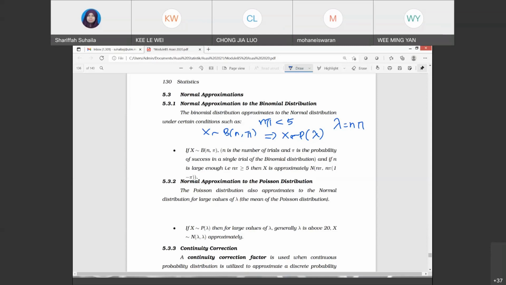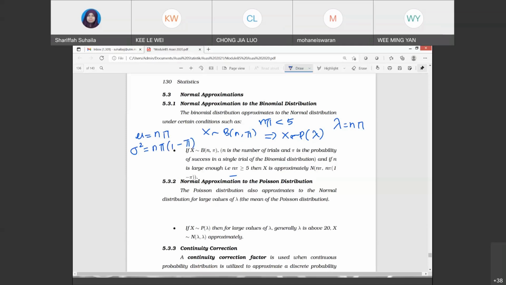When n is large and n pi is greater than or equal to 5, your x will be approximately a normal distribution. For a normal distribution, you need your mu and your sigma squared. Mu in this case is n pi, and sigma squared is n pi (1 minus pi). Or you can use npq.